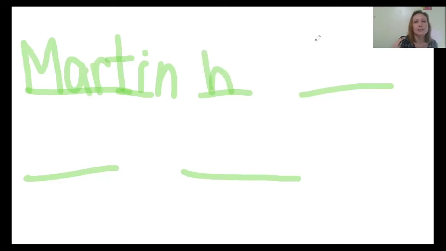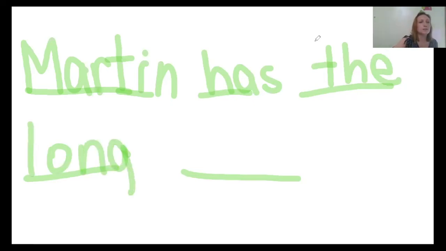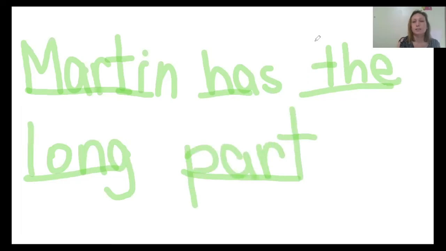Martin has the long part. Art. Let me hear. Art. And that is the end of my sentence. So of course I'm going to use a period. Martin has the long part. Maybe he's in a play and he's got the long part in a play.